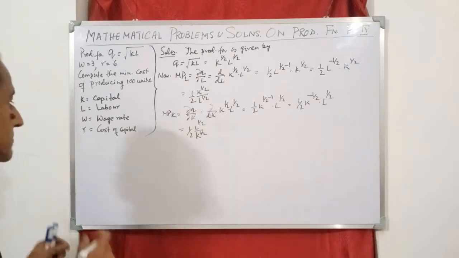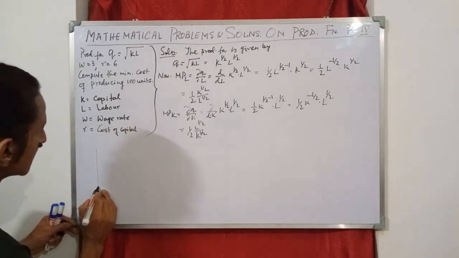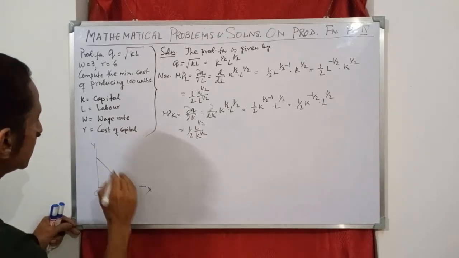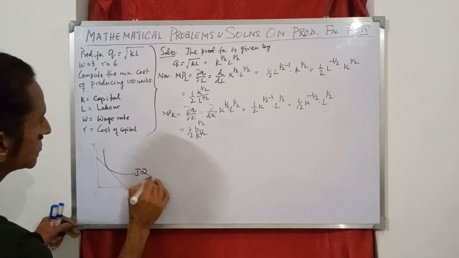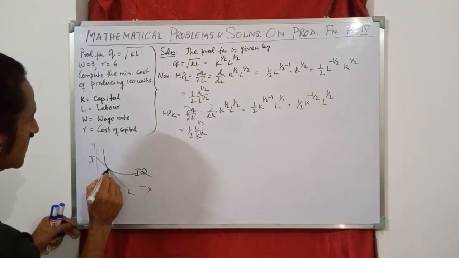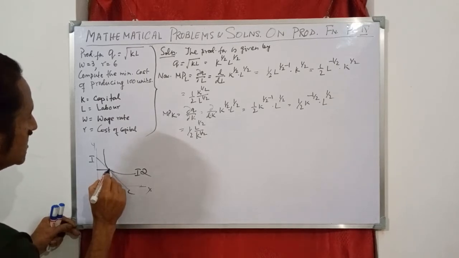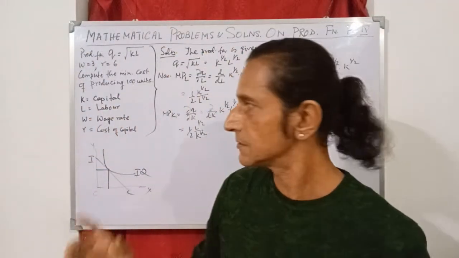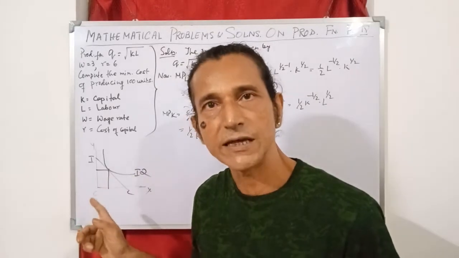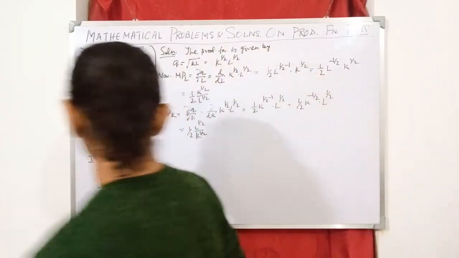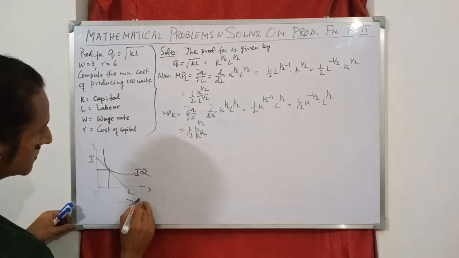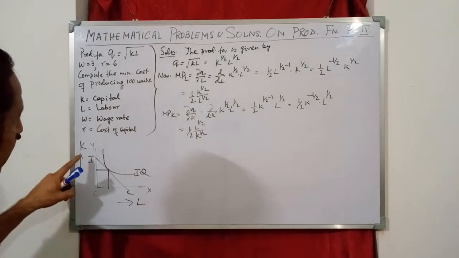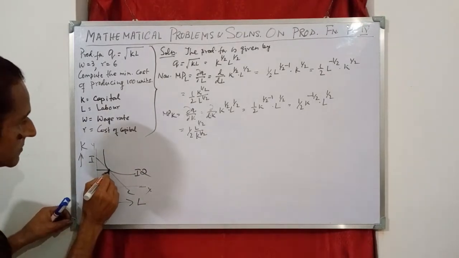So at equilibrium means where the iso cost line is tangent to the isoquant. So we have to find out this point mathematically, right? The producer is in equilibrium at the point of tangency between isoquant, that is IQ, and the iso cost line, that is IC. On x-axis we measure labor, and on y-axis we measure capital. So this is the equilibrium point of the producer.